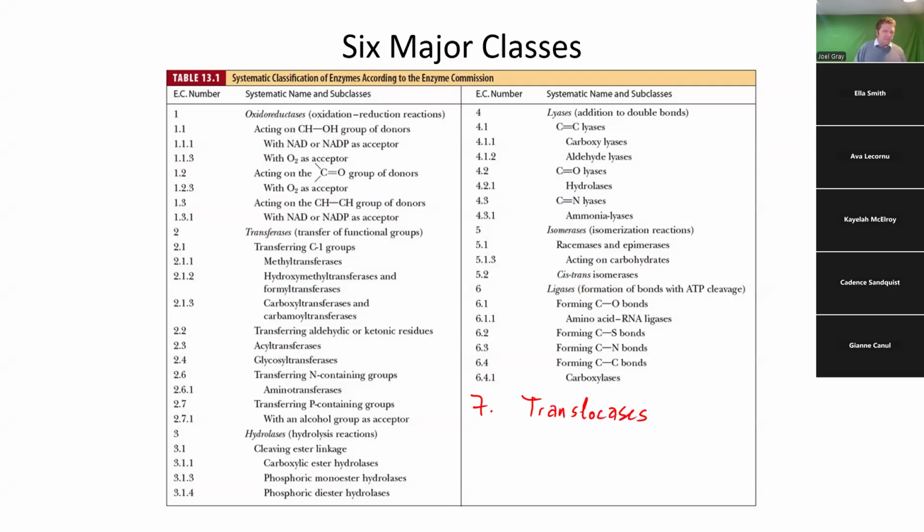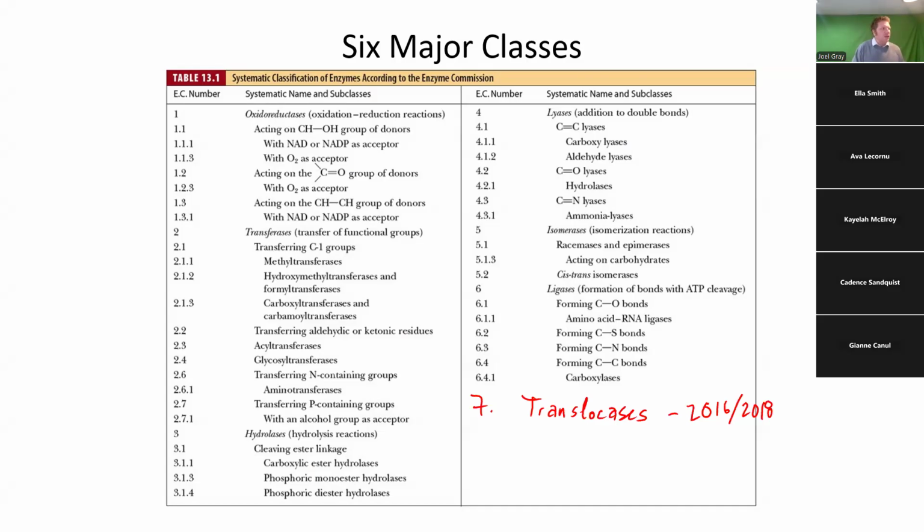And the reason that I shy away from that is because this 7th class is relatively new. I believe that the 7th class was minted, I guess you could say, in like 2016 or 18. And the translocases, what they do is they'll take a molecule from one side of a membrane and transfer it or translocate it or relocate it to another side of a membrane.